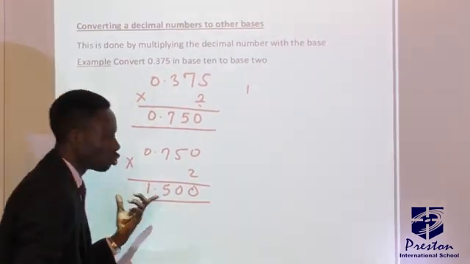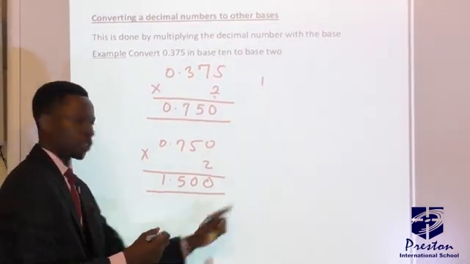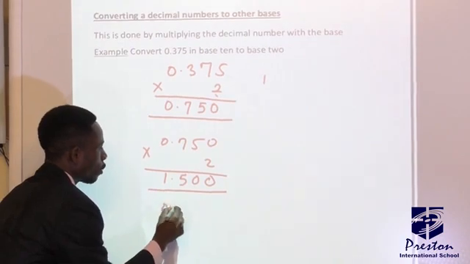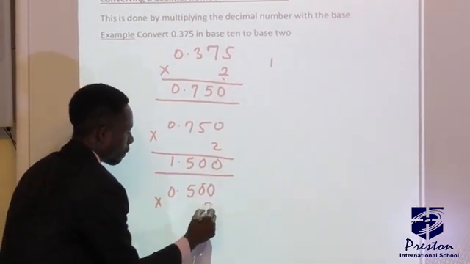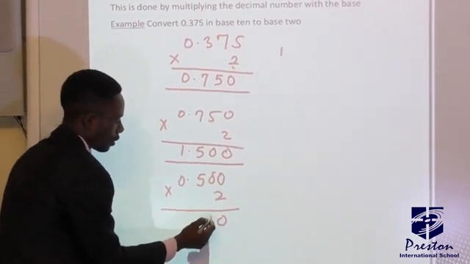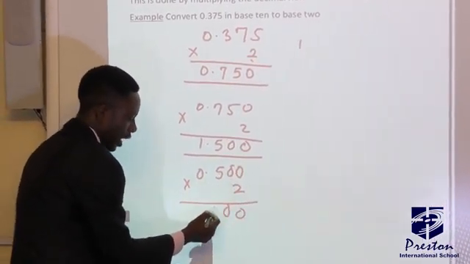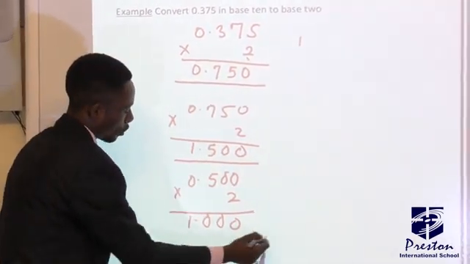Okay, like I said earlier, you still continue with the decimal part. And what is the decimal part? 0.500. So you now say, lastly, 0.500 multiply again by 2. 2 times 0 will give us 0, 2 times 0 will give us 0, 2 times 5 will give us 10, we keep 1, 2 times 0, 0 plus that one, that will give us 1.